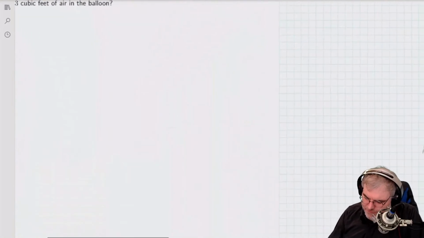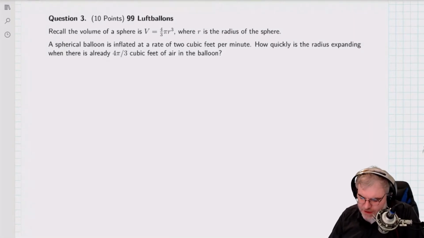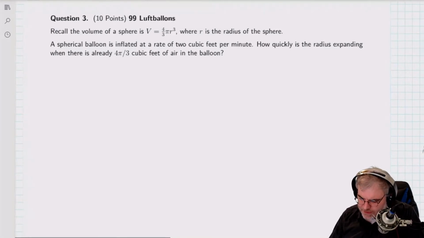All right, let's look at this balloon here. A spherical balloon is inflated at a rate of 2 cubic feet per minute. How quickly is the radius expanding when there's already 4 pi over 3 cubic feet of air in the balloon?